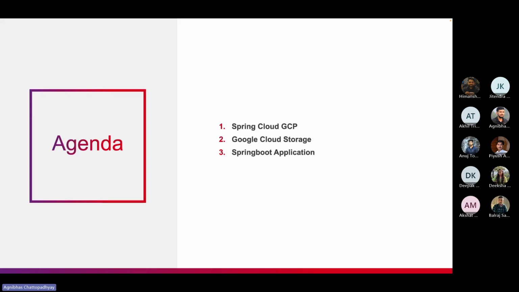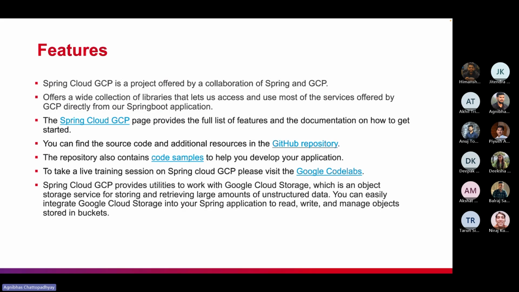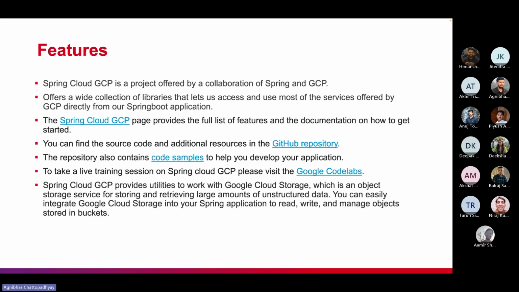So let's start with our first topic of the day, that is Spring Cloud GCP. Firstly, everything that I'm discussing here today is with respect to Java. So all implementations of these libraries present in Spring Cloud GCP are in Java. Moving on, point number one, Spring Cloud GCP is a project offered by the collaboration of Spring, that is designed by Pivotal, and GCP, meaning Google Cloud Platform, that is designed by Google.